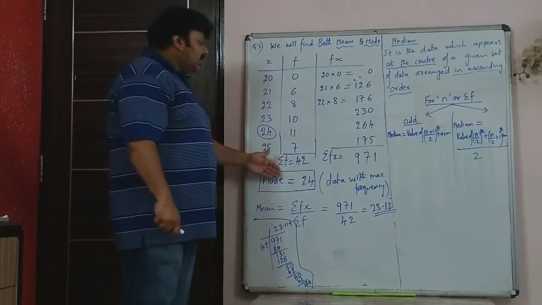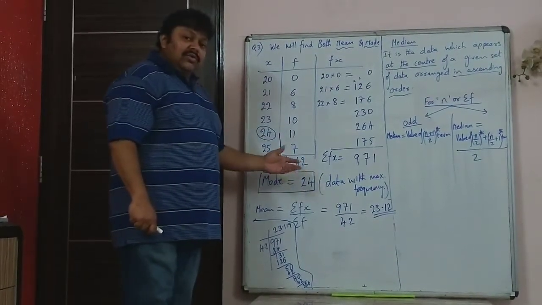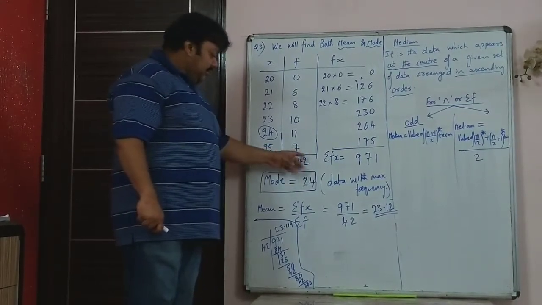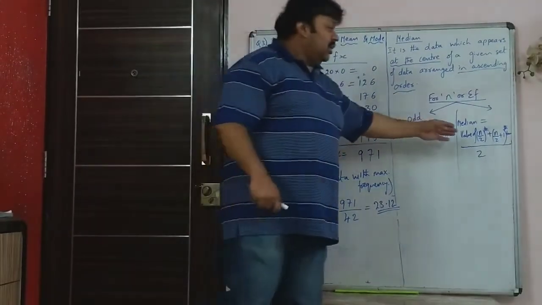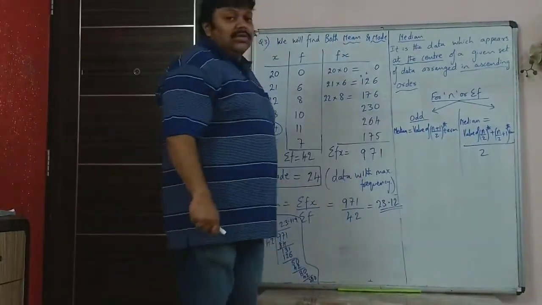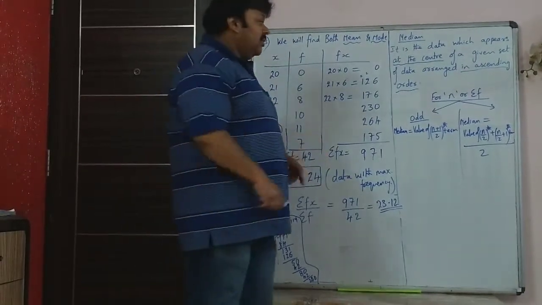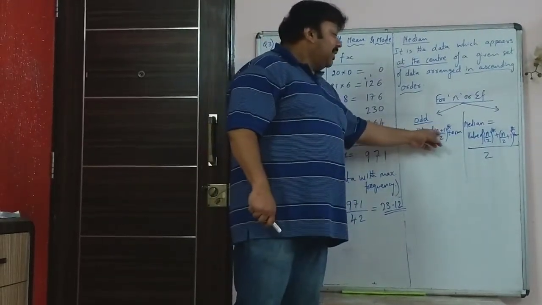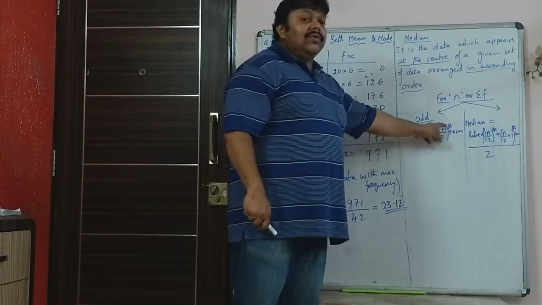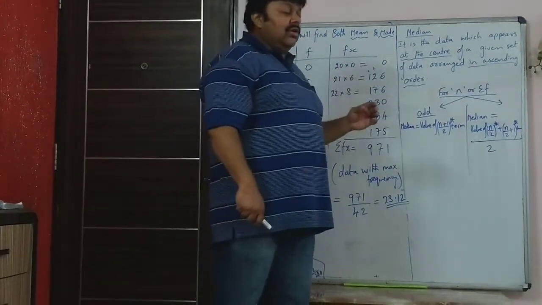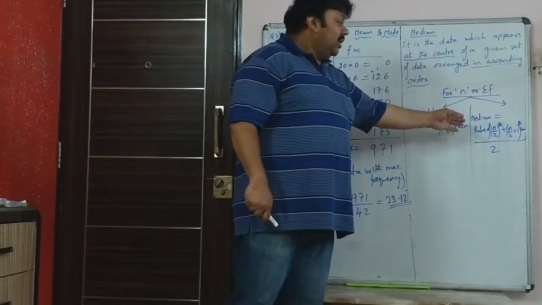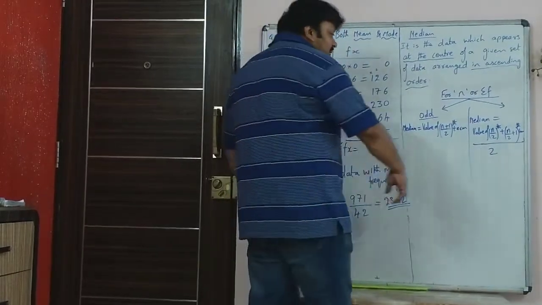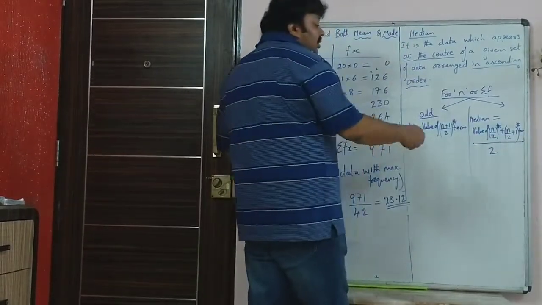For example, when you did this sum, sigma f is also called n. So that is 42. So here it is an even number. If it is an even number, then you have to use the even formula. If it is an odd number, you have to use the odd formula and find the median. If it is odd, median is the value of the (n plus 1) upon 2 term. And if it is even, then the median will be the value of the n by 2 term plus the n by 2 plus 1 term, those two terms upon 2.